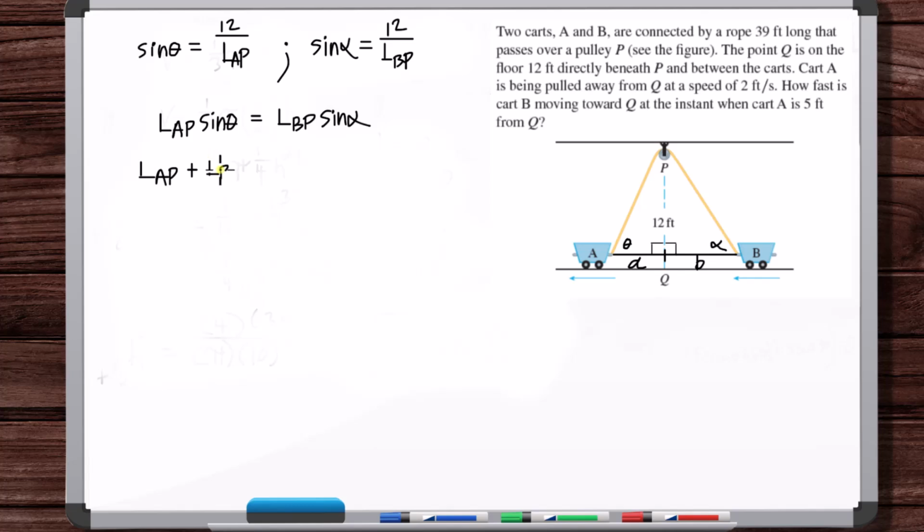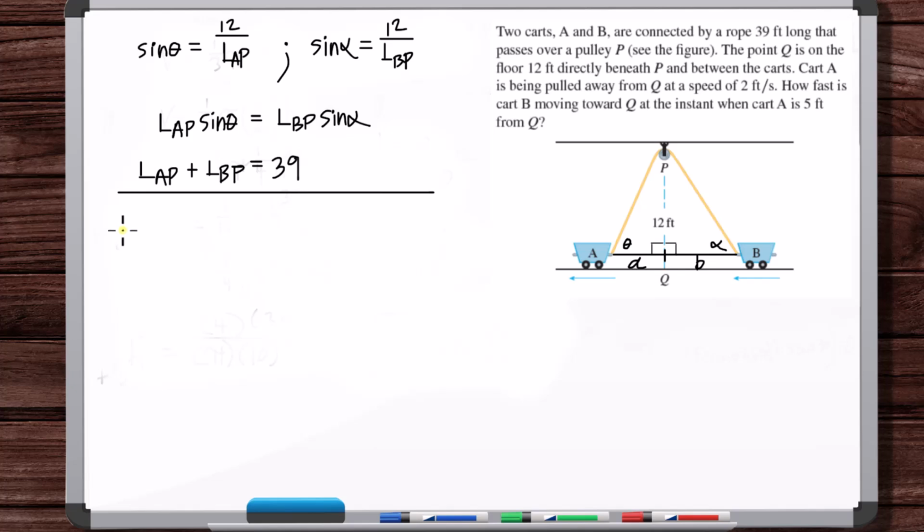Now we know that L_AP plus L_BP is equal to 39, the total length of the rope. I'm not sure how much this is going to help, so let's try something else. Let's see what the Pythagorean theorem does.